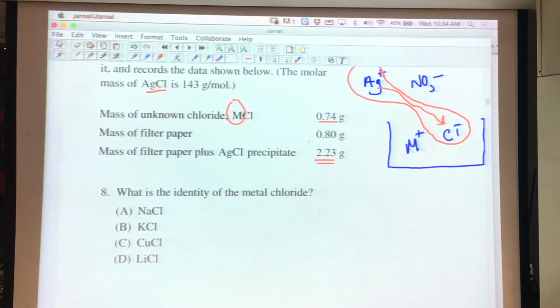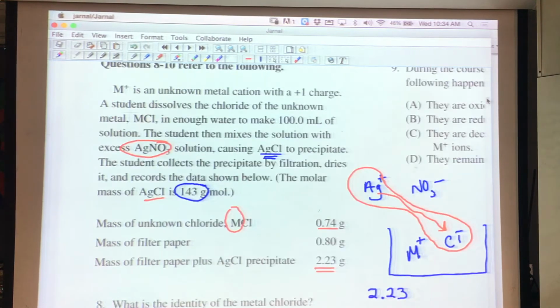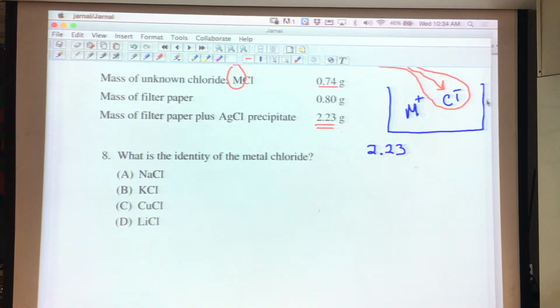Okay, so what do I do here? Very simple. We do not have a calculator, so you should not be using calculators here. So look, they're helping you out. The first thing I do is take my 2.23 and subtract out the filter paper, yes? Which is 0.80. We can handle this. This becomes 12 minus, carry the 1. I'm not sure if that's the same math now in Common Core, because I have no idea. So we get 1.43, and that's the grams of my silver chloride precipitate.